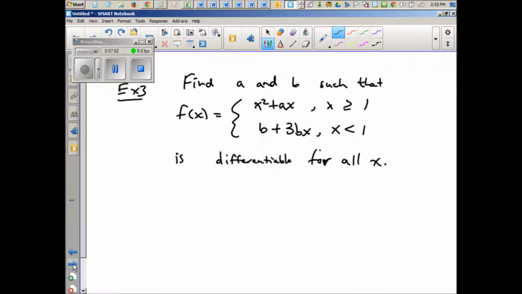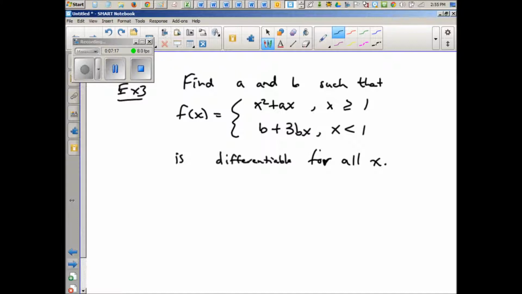So my next problem I chose was this one. Now this one's a little more detailed. It has an a and a b in it. Take a moment and write it down. Let's go ahead and give it a try. We're going to try to make a and b both, so that this graph is both continuous and differentiable.